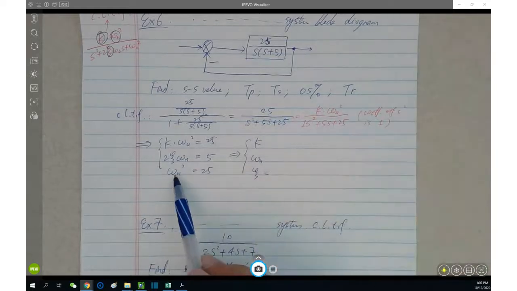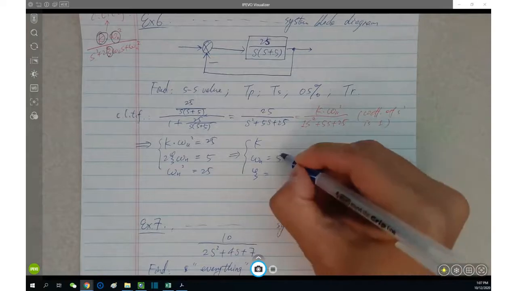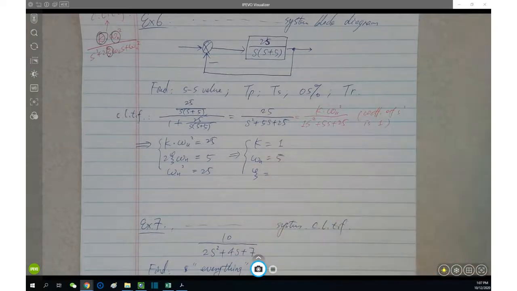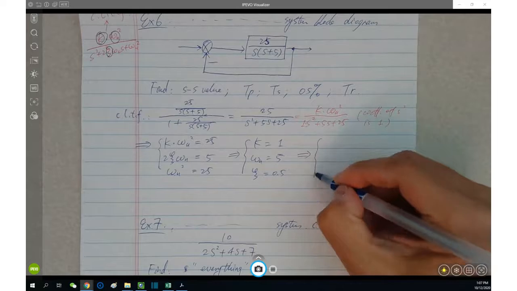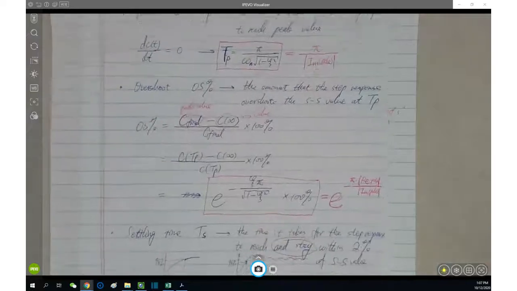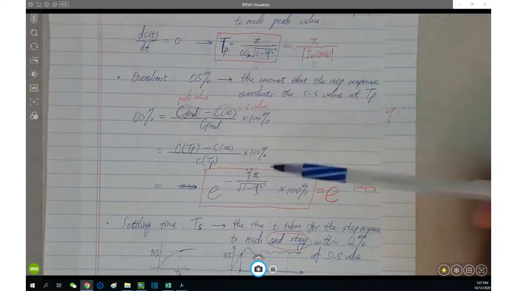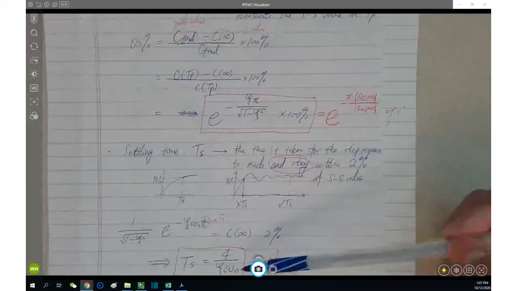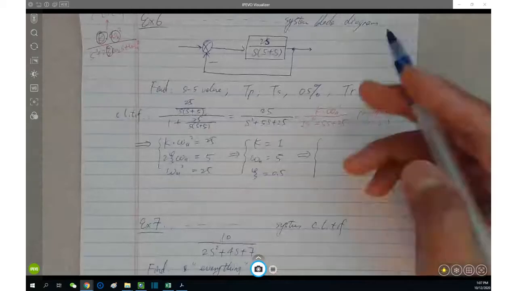Of course, from omega n squared equals 25, omega n mathematically equals positive and negative 5. However, omega n cannot be a negative value, so it equals 5. Therefore, k equals 1, zeta equals 0.5. Based on which we need to go back to the notes to find the formulas in terms of omega n and zeta for TP, overshoot, and TS. So based on those, you get the values.